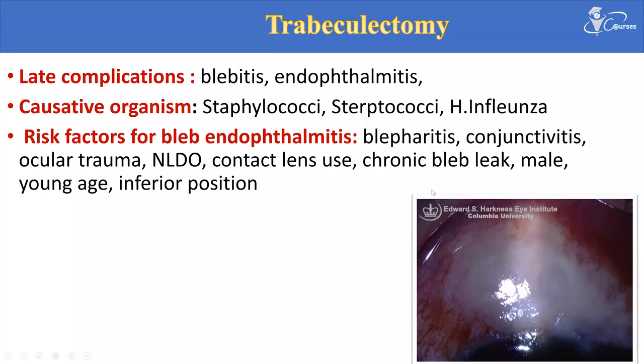It will be if the patient has a pre-existing ocular infection, like blepharitis, conjunctivitis, ocular trauma, nasolacrimal duct obstruction, or is a contact lens user. Those patients who have had a TRAB shouldn't be wearing contact lenses. Or if there is chronic bleb leakage, any leakage can result in entry of organisms resulting in infection. Male sex may be more liable to trauma. Young age as well is liable to trauma, and inferior position. So if the conjunctiva is scarred superiorly and you do the bleb inferiorly, you are risking endophthalmitis.